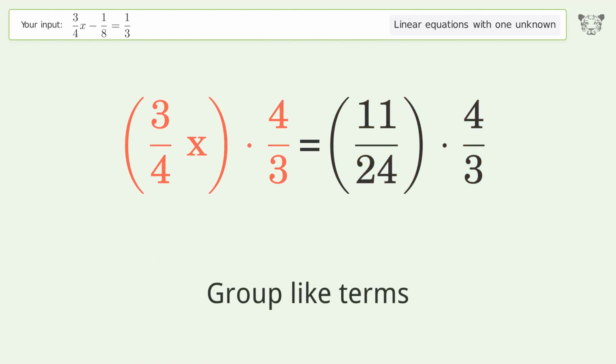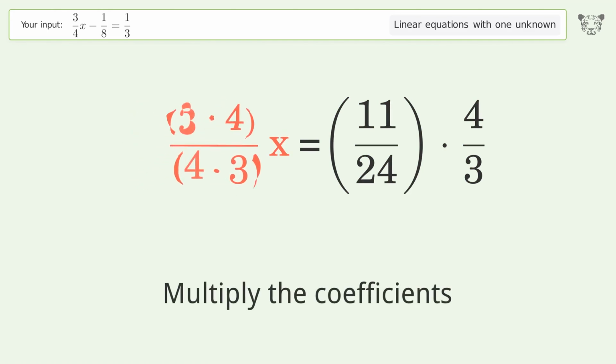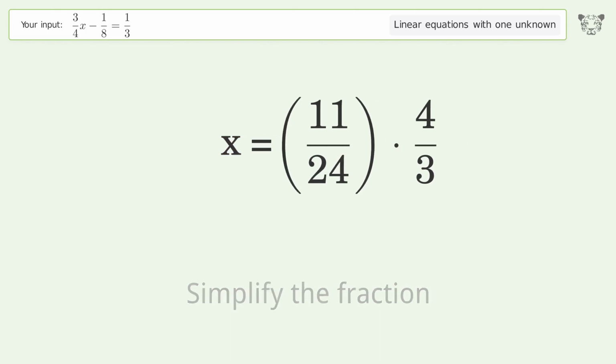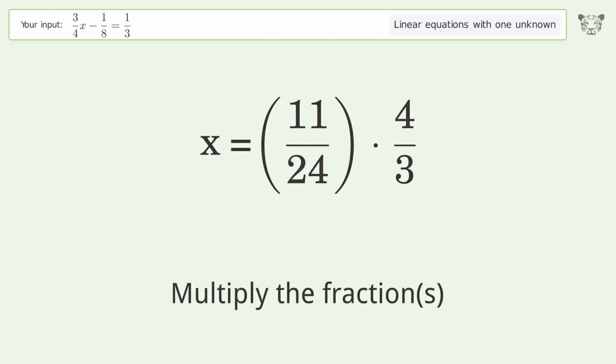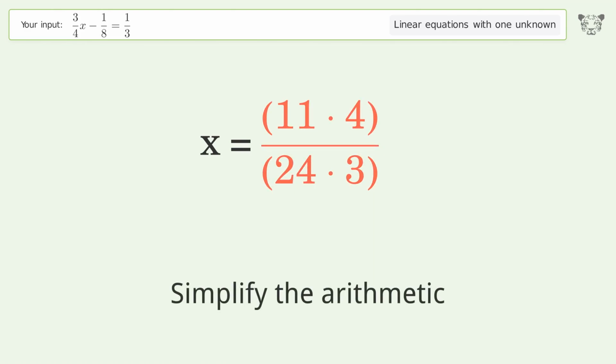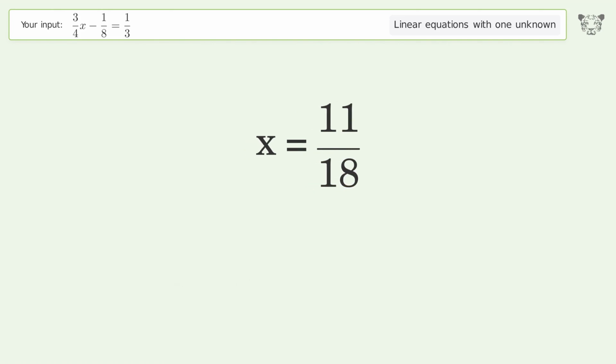Group like terms. Multiply the coefficients. Simplify the fraction. Multiply the fractions. Simplify the arithmetic. And so the final result is x equals 11 over 18.